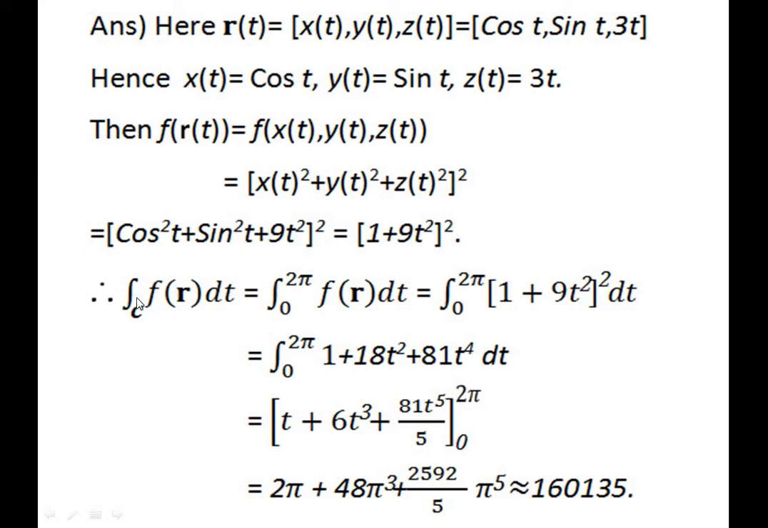Therefore, the integral over C of F of r dt equals the integral from 0 to 2 pi of F of r dt, that is, t varies from 0 to 2 pi. Then F of r dt equals the integral from 0 to 2 pi of 1 plus 9t square the whole square dt. Then, expanding the (a plus b) whole square, substituting and calculating, we get t plus 6t cube plus 81 t raised to 5 by 5, from 0 to 2 pi. After calculation, substituting 2 pi and 0 for t, we get 2 pi plus 48 pi cube plus 2592 by 5 pi raised to 5.